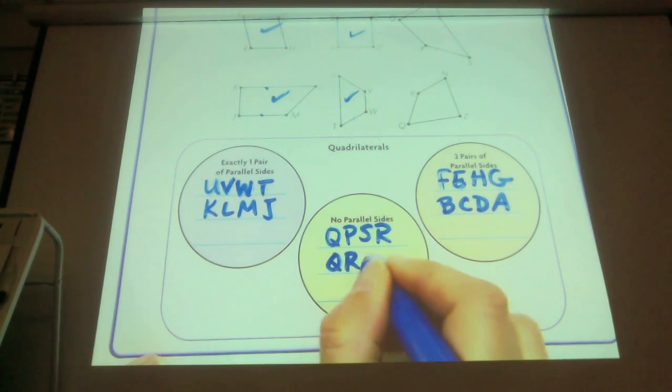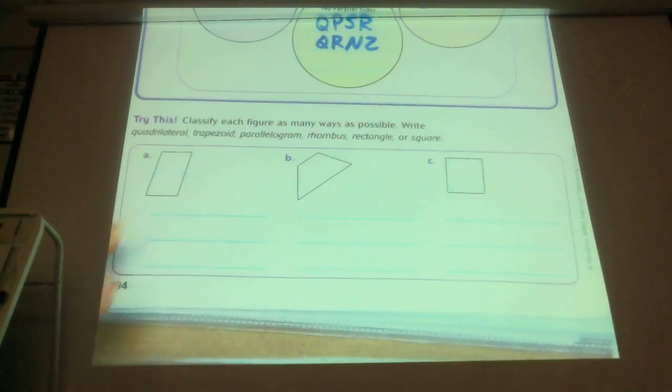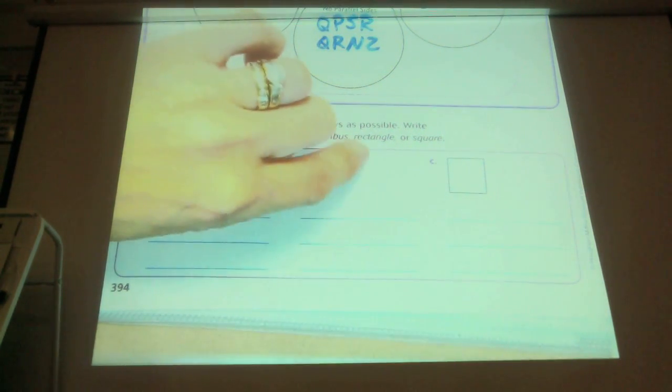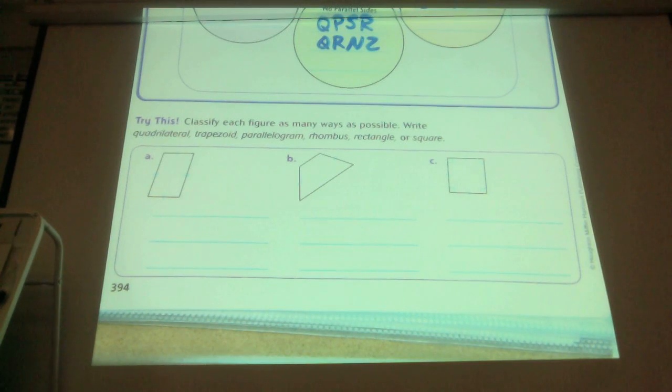Who would like to tell me what we should call the other one? Q, R, N, Z. Classify each figure as many ways as possible. So remember we talked about how a rectangle can also be called a parallelogram? That's what they mean by as many ways as possible. So we're going to be writing these words: quadrilateral, trapezoid, parallelogram, rhombus, rectangle, or square. Any that apply to each of these.